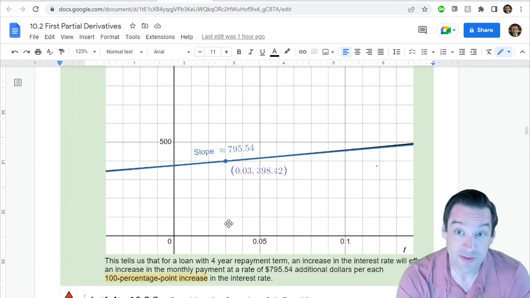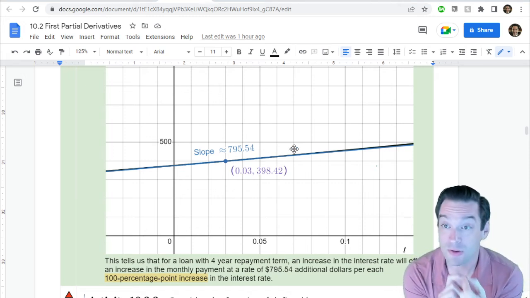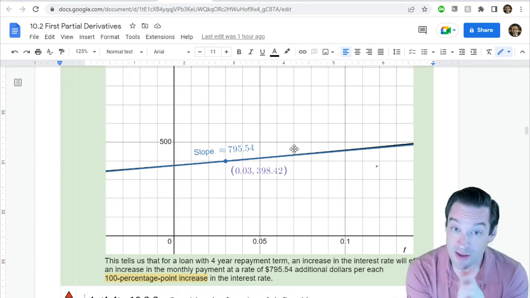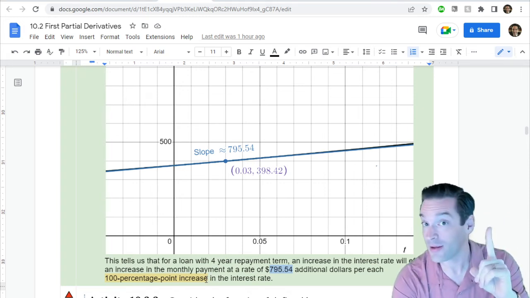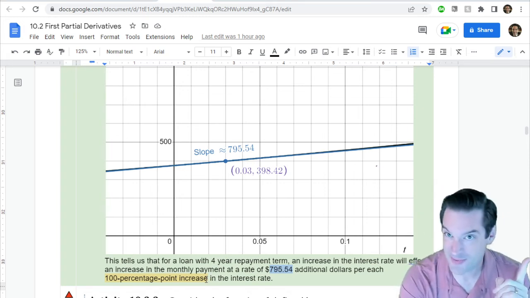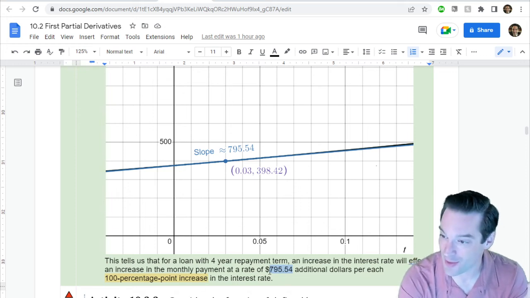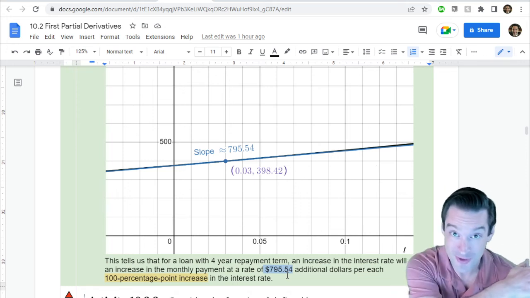And so that number, 795.54, tells me that compared to my original loan with a 3% interest rate and a 4-year term, if I increase my interest rate, then my monthly payment is going to increase at a rate of $795.54 additional dollars per every increase of 1 in my interest rate variable. But because my interest rate is measured in percent, right? That increase of 1 would really be a 100 percentage point increase, which is why this number, 795.54, sounds so big, right? If I jack up the interest rate by 100 percentage points, then we would expect a pretty drastic increase in the monthly payment.